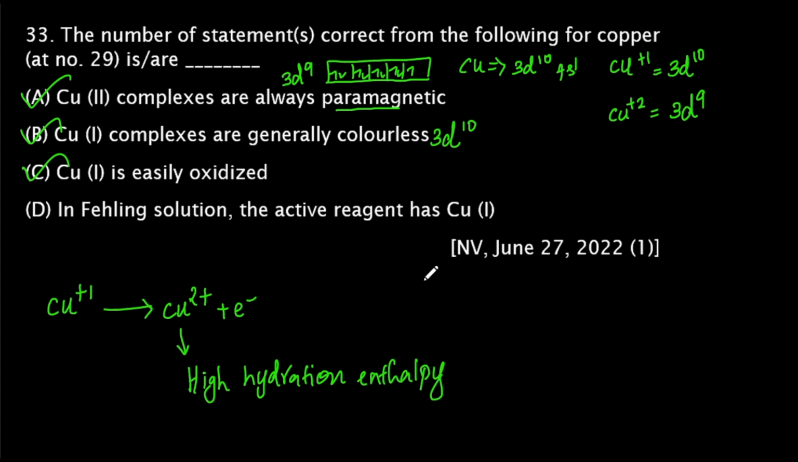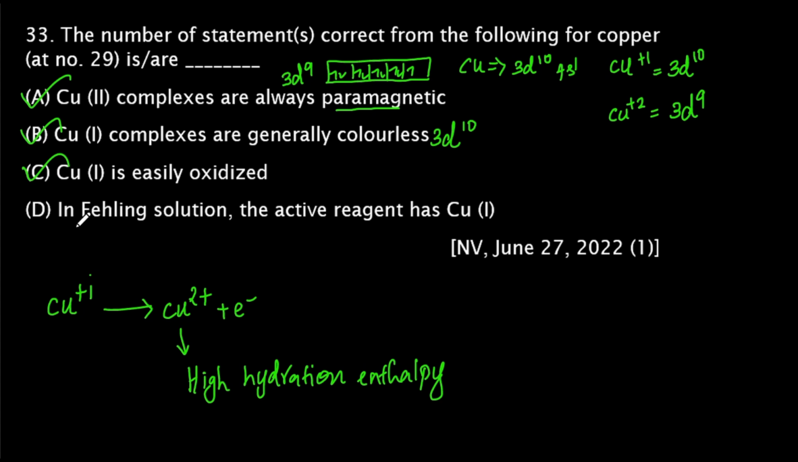This hydration enthalpy compensates the second ionization energy, that is, the energy required to remove the next electron from this Cu+1 species. So it has the highest hydration enthalpy, and this hydration enthalpy helps to remove the next electron. So the Cu1 ion is easily oxidized. So the third statement is also correct.